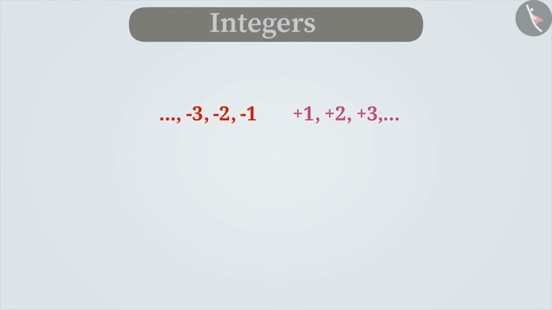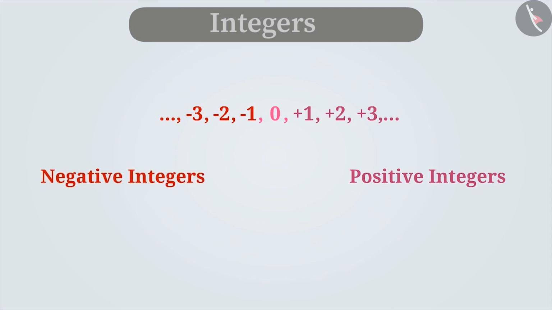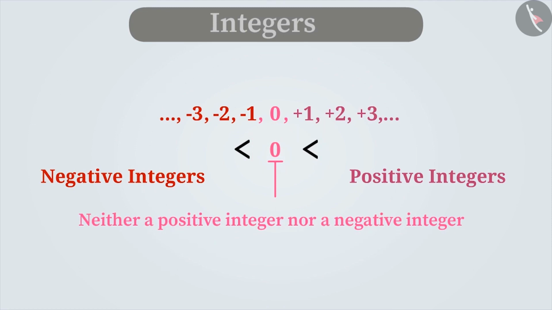A collection of positive numbers, negative numbers, and 0 together is known as integers. In this collection, just numbers like 1, 2, 3, etc., without any sign, are said to be positive integers. Although -1, -2, -3, etc., which have a negative sign, are said to be negative integers. The value of negative integers is less than 0, whereas the value of positive integers is greater than 0. 0 is neither positive nor negative. Therefore, it cannot be represented by any sign.